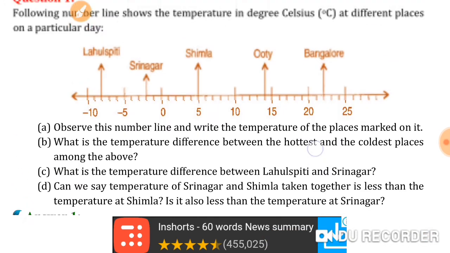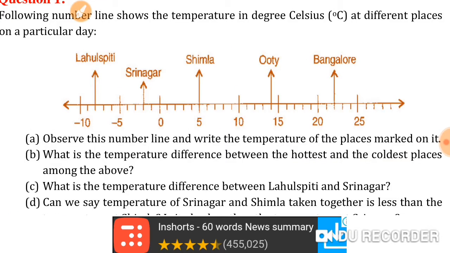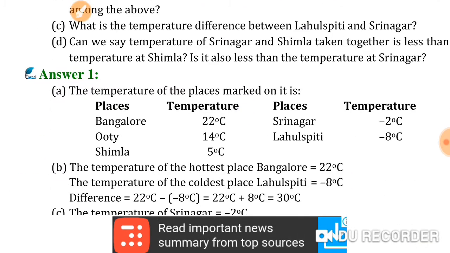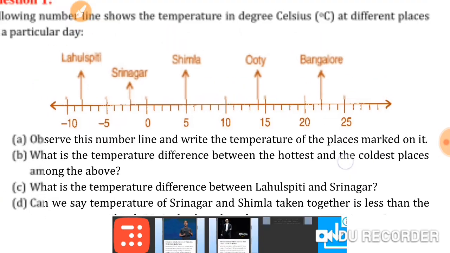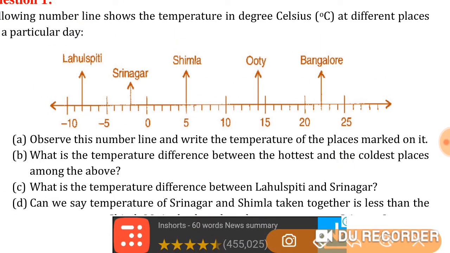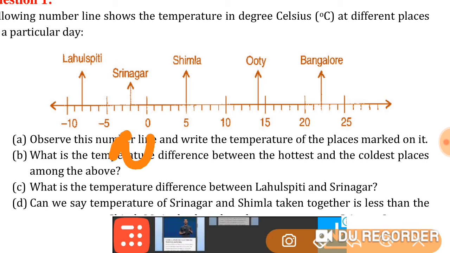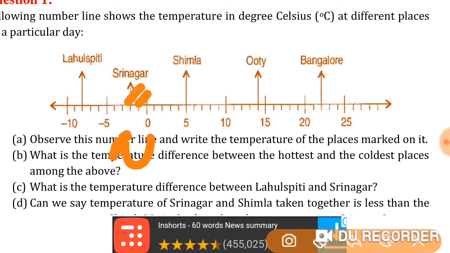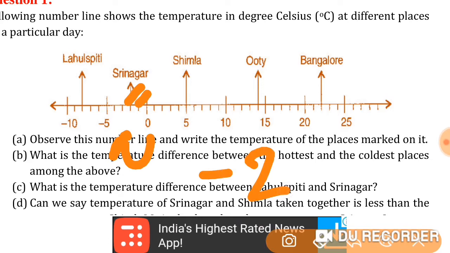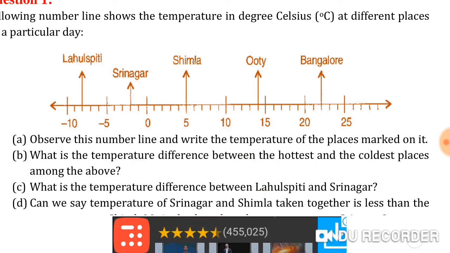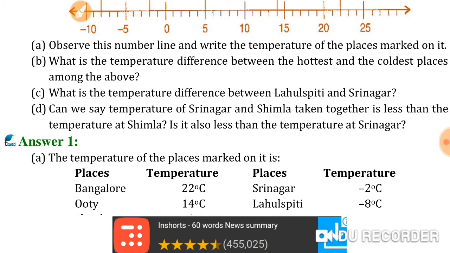Then go for Shimla. On the number line it is directly mentioned as 5 degrees Celsius. So this is 5 degrees Celsius. And about Srinagar, go for Srinagar. Srinagar is before the 0 line. How many before? 1, 2. So it is before 0, that means minus 2 degrees. So see, Srinagar is minus 2 degrees Celsius.